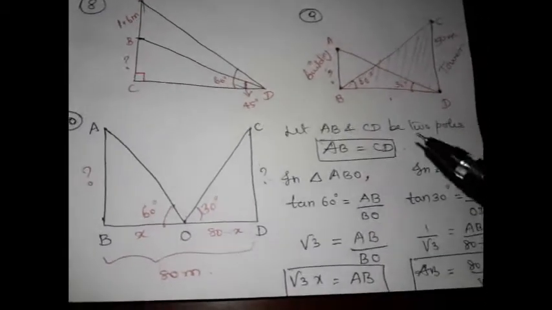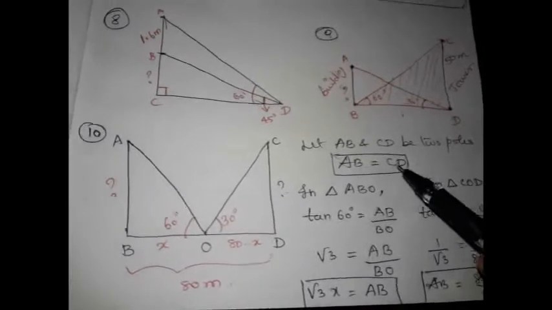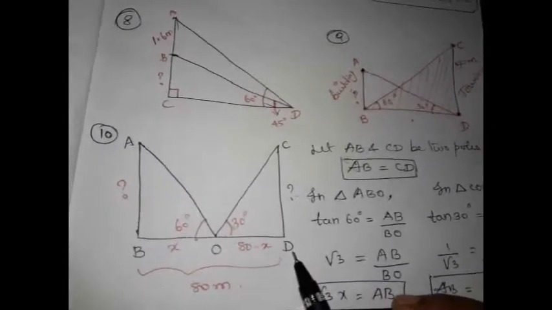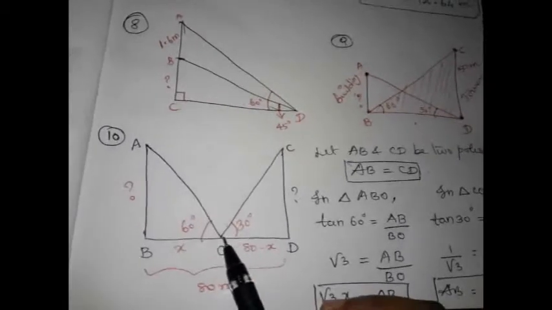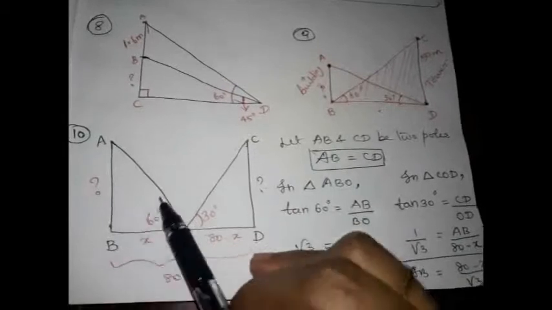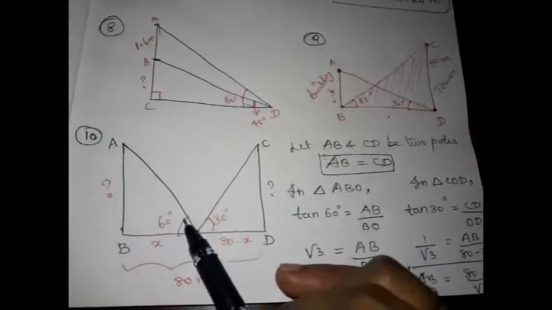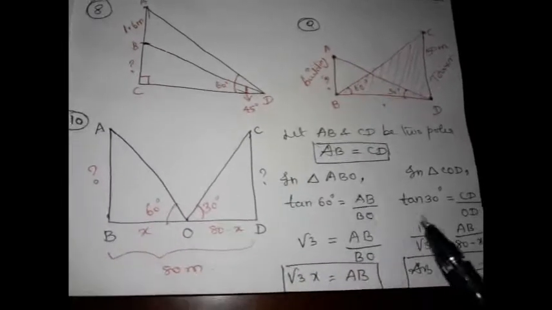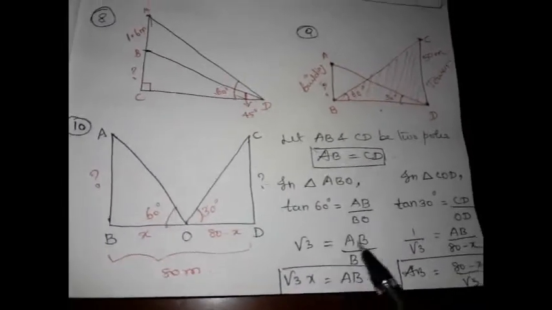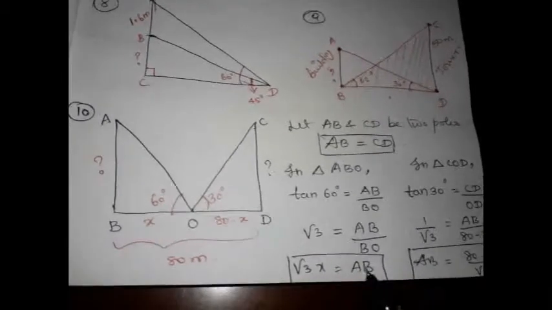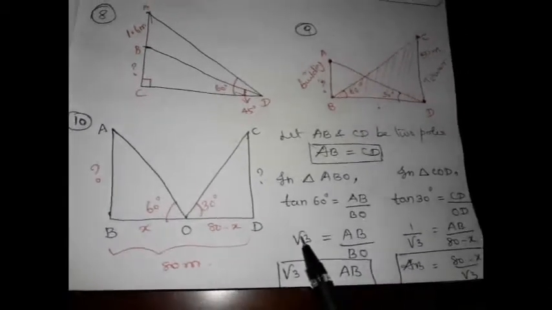So what are we going to do here? AB and CD are equal, right? And the total length is 80. So if we take BO as x, this is going to be 80 minus x. Now let us consider our triangle ABO. Tan 60 is going to be AB divided by BO. Tan 60 is root 3. BO we have taken as x. So AB is going to be root 3x.